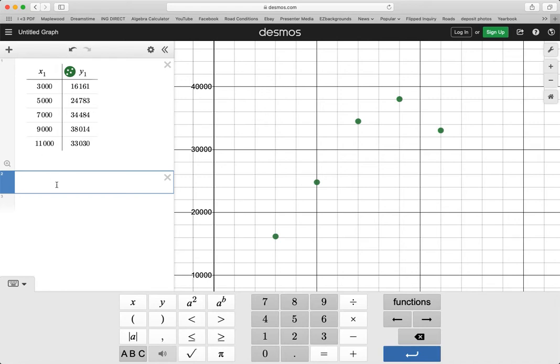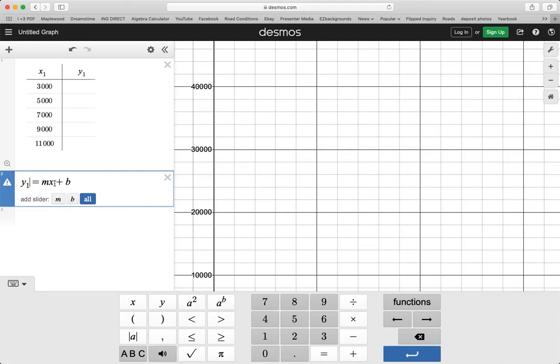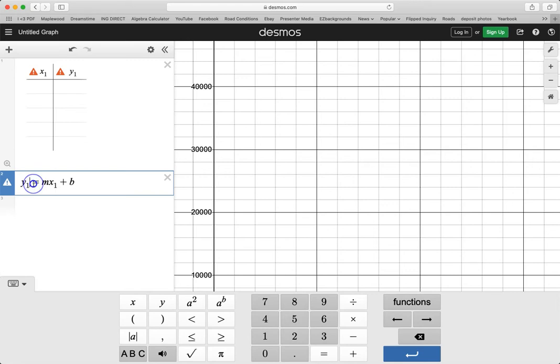I'm going to type in y equals mx plus b, and then to tell it to refer to table 1, I'm going to put a 1 here and a 1 here on my x and y. And to tell it I want it to make the calculation, I have to put a tilde instead of the equal sign.